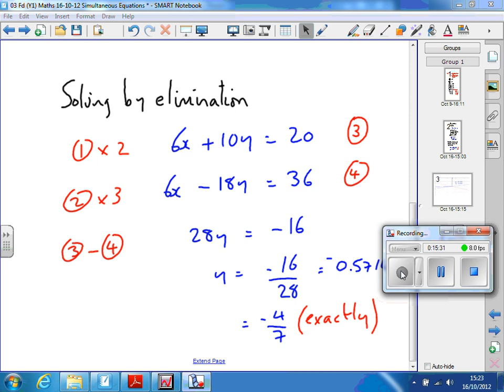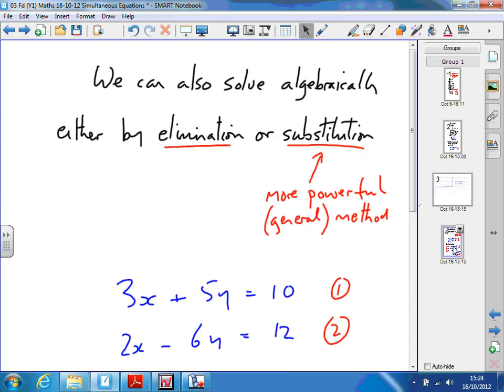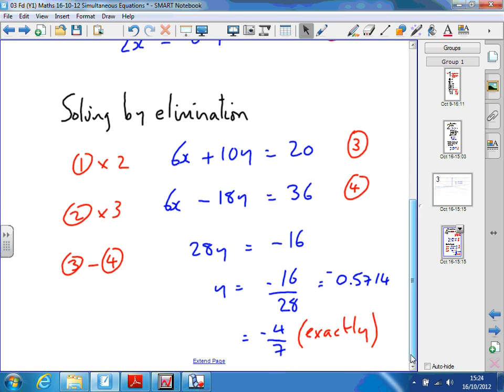And if we compare that with our graphical solution, negative 0.57 we got for y. So this way we got negative 0.5714, or exactly minus 4 over 7. So the algebraic technique gives us a more exact answer.